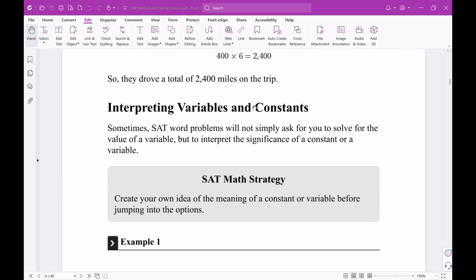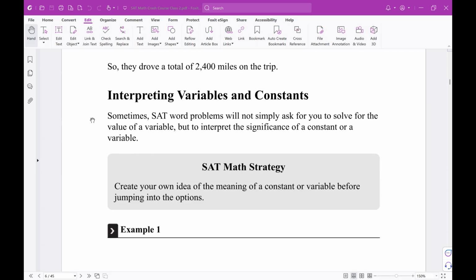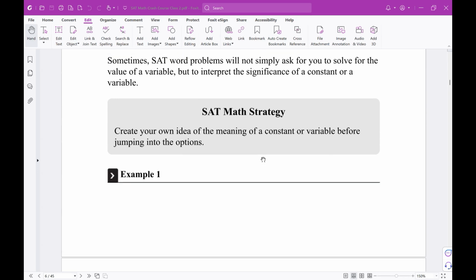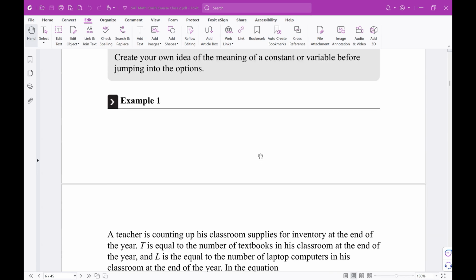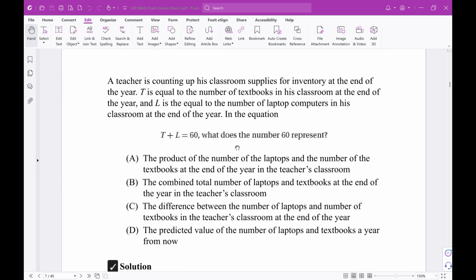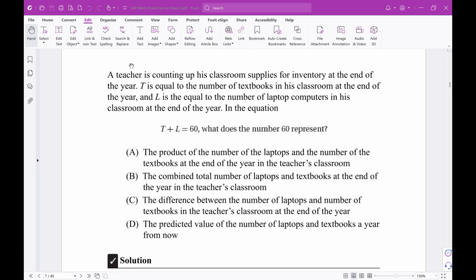Okay, interpreting variables and constants. So sometimes word problems will not simply ask you to solve for the value of a variable, but to interpret the significance of a constant or variable. So they're just telling you that sometimes you not only find the answer, the solution or the value, you also need to give an explanation for the answer. So how does that look like?